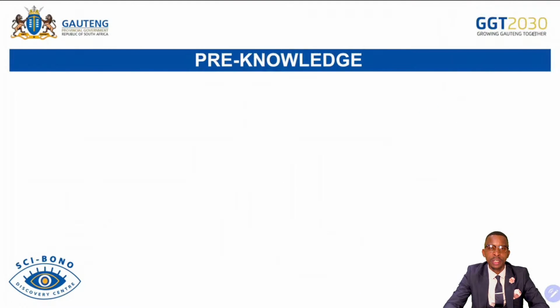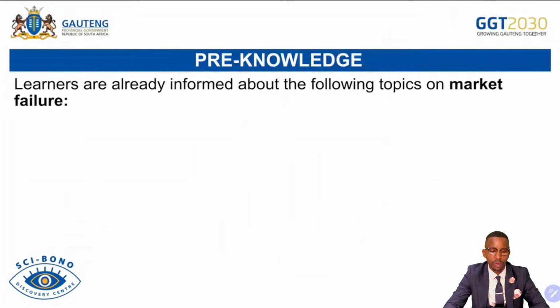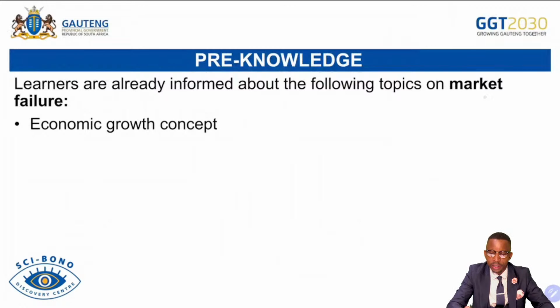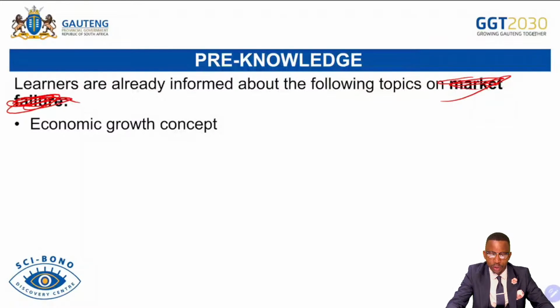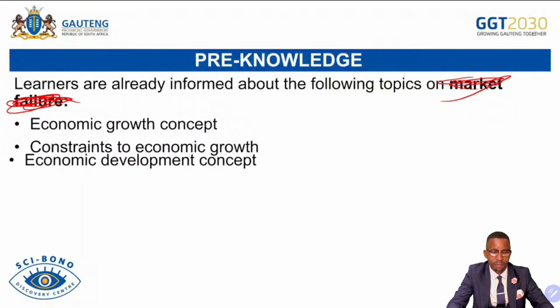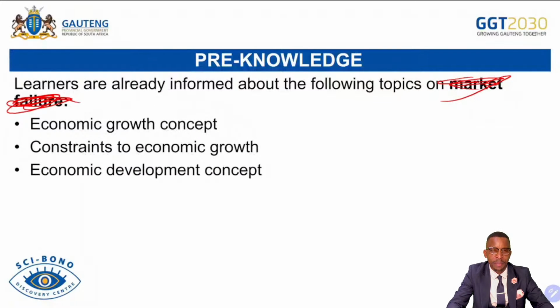So according to the content that you have already been taught before, you are already informed about economic growth and development concept that you covered in grade 11. It's been taught, and then also you know challenges to economic growth, what is hampering South African economic growth, that was covered in grade 11. You know economic development concept and factors that contribute to economic development. And then you know economic development measures, that was covered in grade 11 again, on how do we measure economic development and the institutions responsible to measure economic development using social indicators.